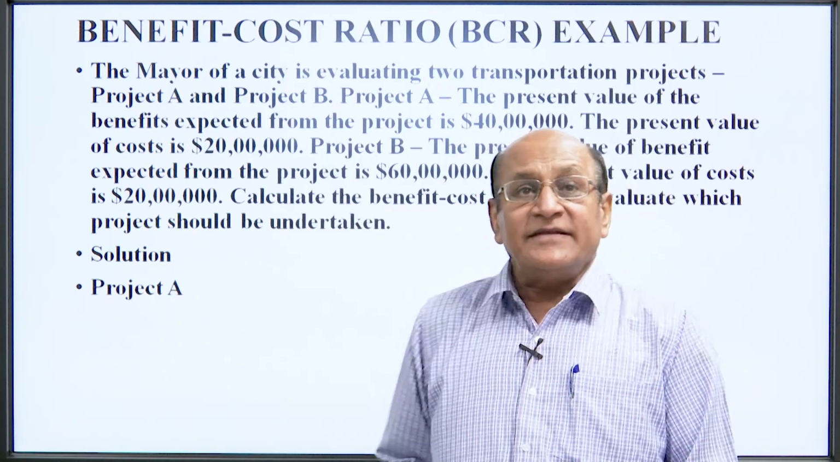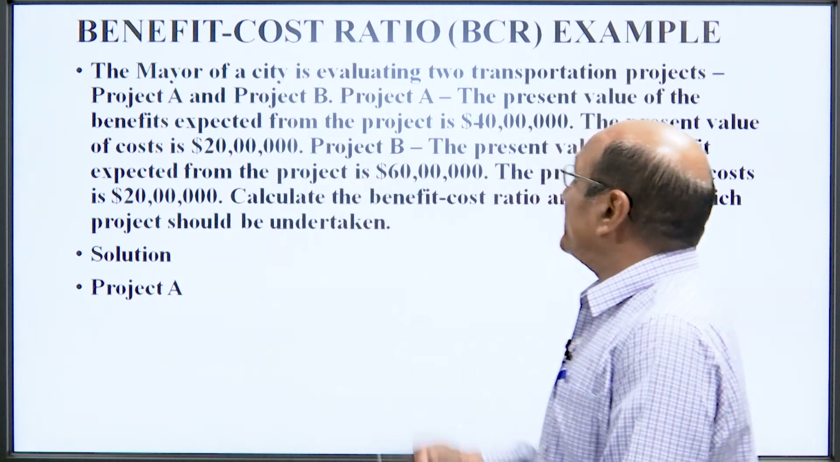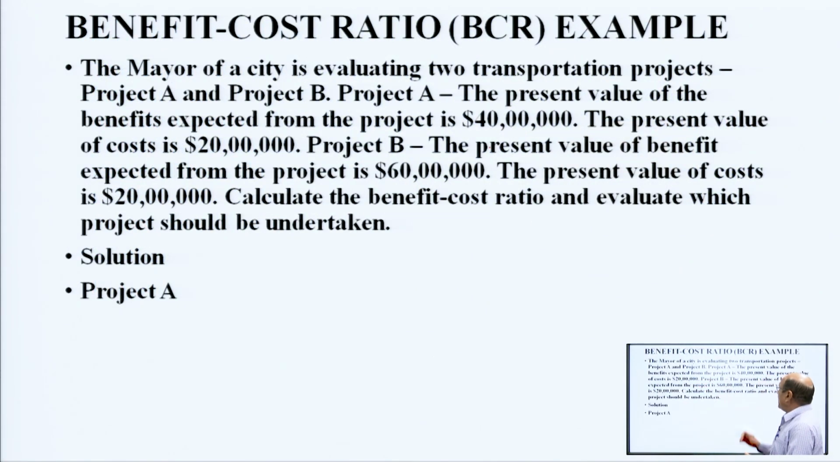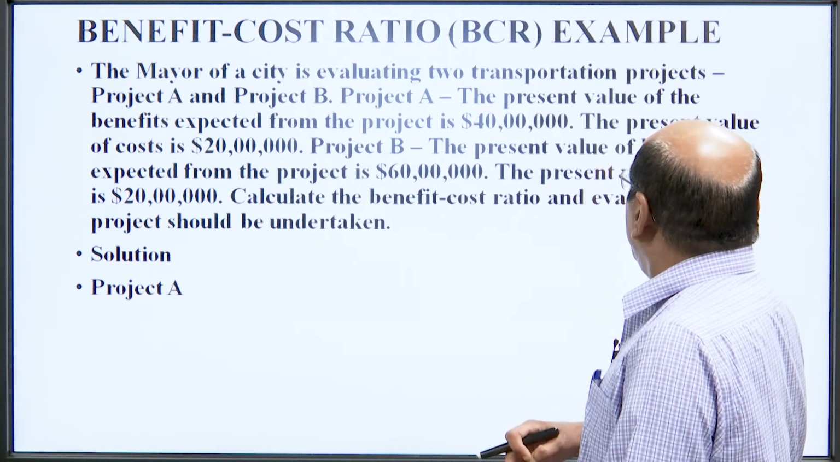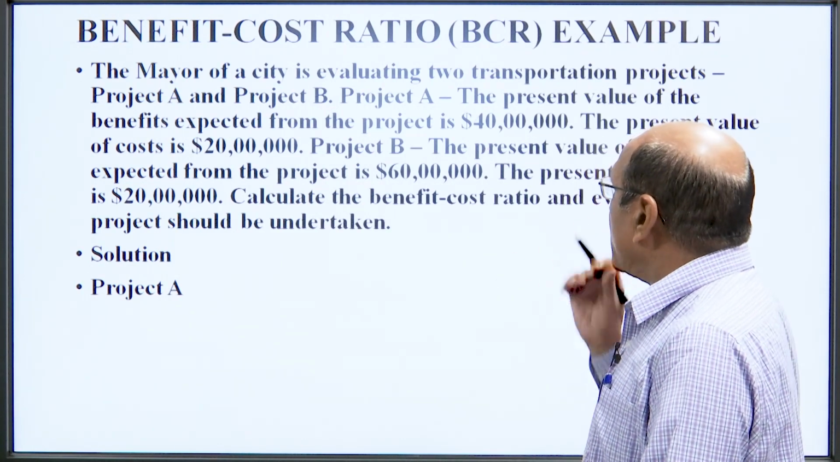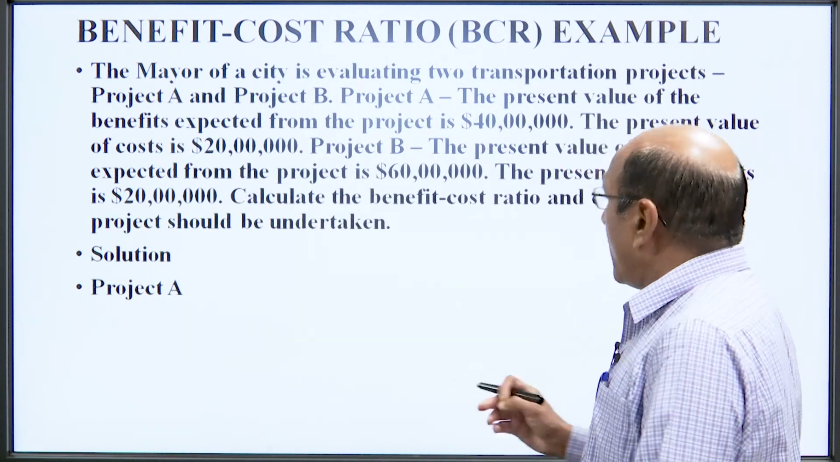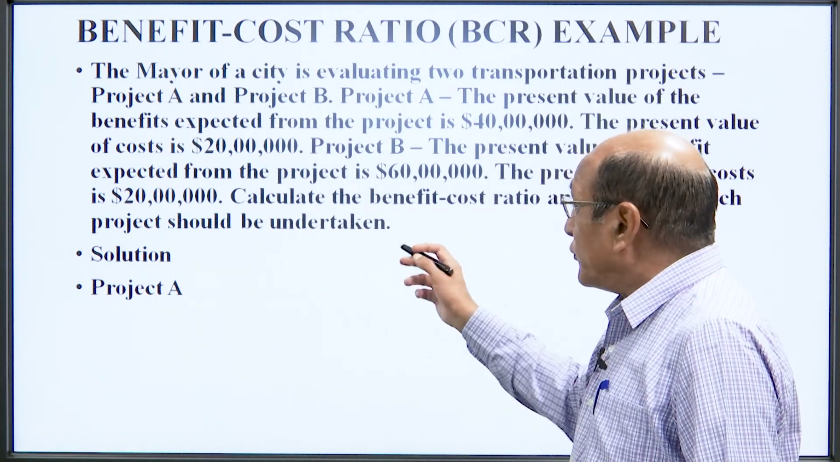So, here is an example of the benefit cost ratio. The mayor of a city is evaluating two transportation projects, project A and project B. Project A has a present value of the benefit expected from the project of 40 lakhs, and the present value of the cost is 20 lakhs. For project B, the present value of the benefit expected from the project is 60 lakhs and the present value of the cost is 20 lakhs. Calculate the benefit cost ratio and evaluate which project should be undertaken.